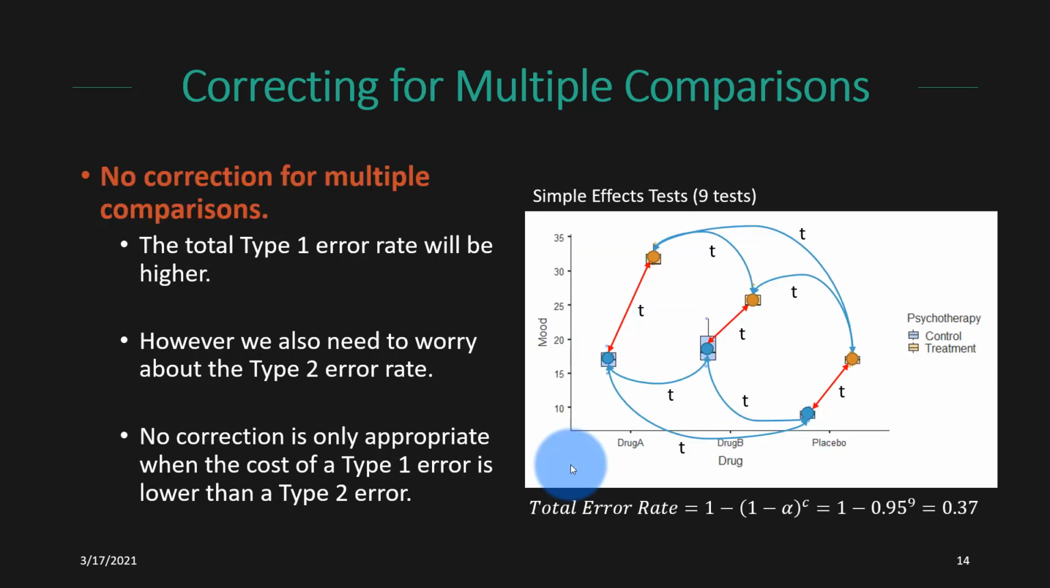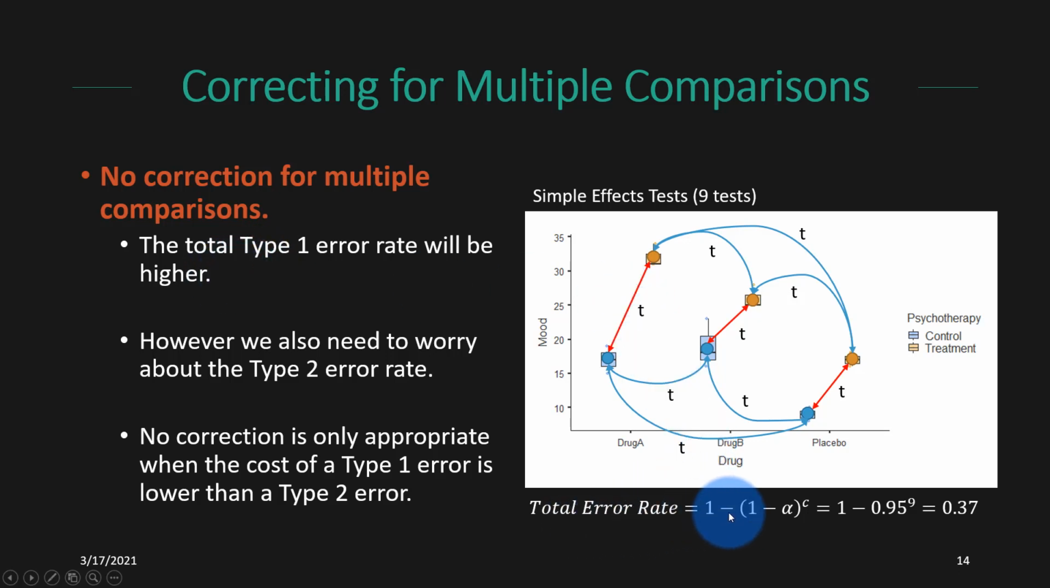So first, let's talk about making no correction for multiple comparisons. Let's use this simple effect strategy, and let's assume that we're going to do all 9 tests. We're going to do both the simple effect of psychotherapy and the simple effect of drug, right? So again, for all of these arrows, we're running a t-test, and each of those t-tests has its own type 1 error rate. If we just leave that type 1 error rate at 5%, each test has a 5% type 1 error rate. So the total type 1 error rate is going to be pretty high if we run 9 different tests.